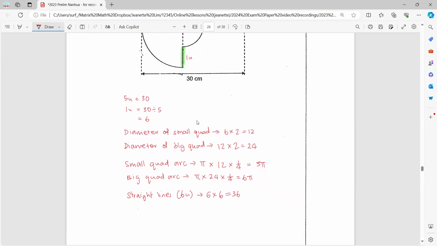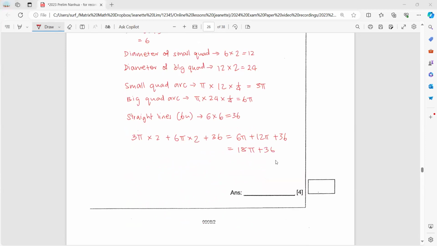Now we add them up. So 2 small quadrant arcs, 2 of the big ones, then plus 36. So in total you have 6 pi, 12 pi, and a 36. The 36 doesn't combine. You have 18 pi plus 36. So 18 pi plus 36 is the answer for this question. And remember to write cm. Bracket the whole thing, then cm.